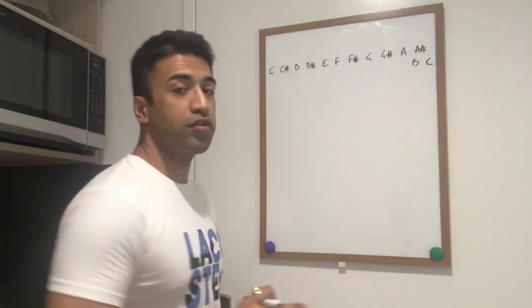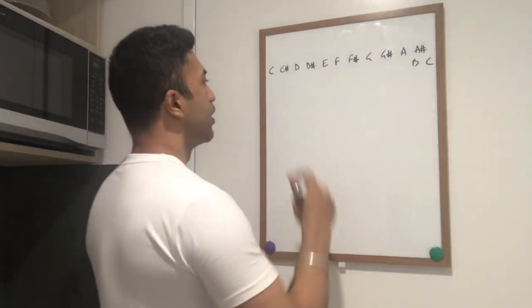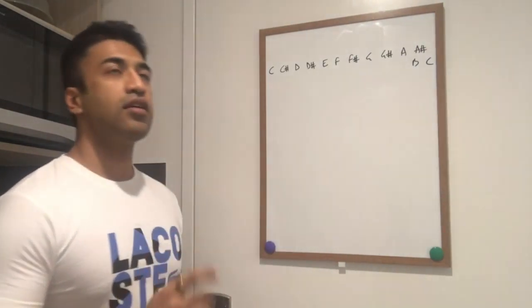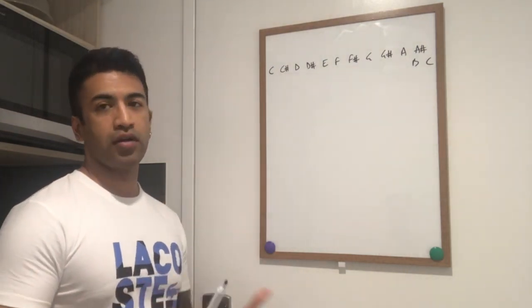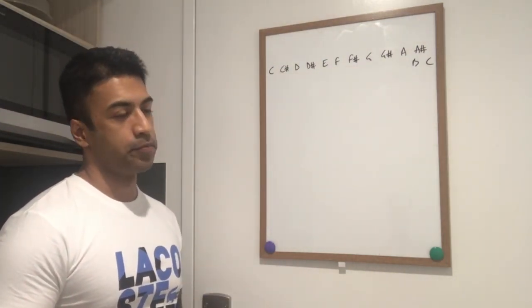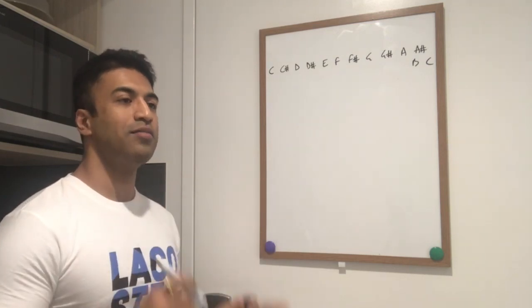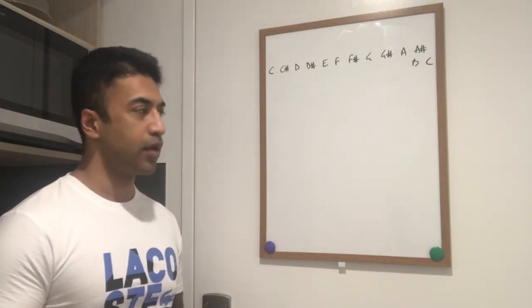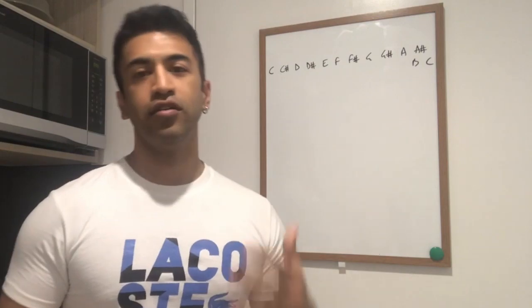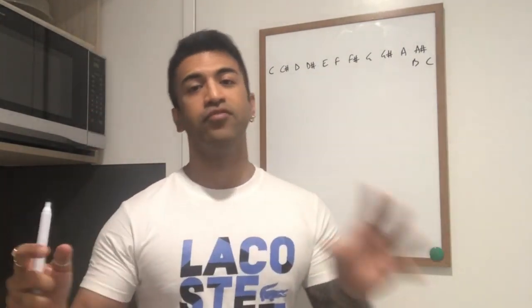Now we move on to the second part, which is about intervals. Now what exactly is an interval? Interval is basically the building block of music, and essentially interval means the distance between any two notes. Now, why did we have the need to have a name for a distance?